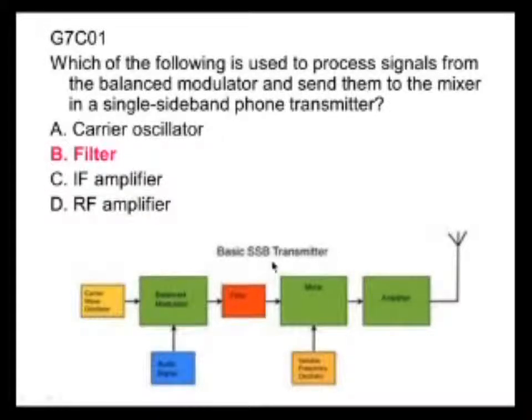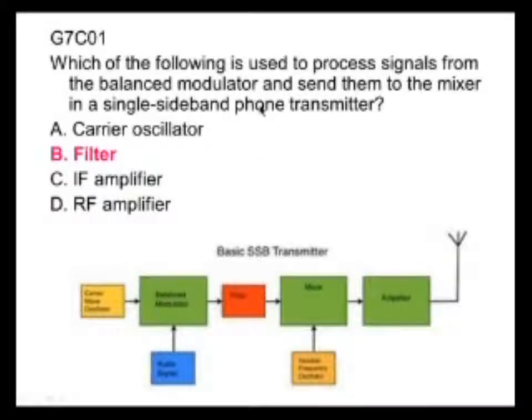Okay, here we have a basic single sideband transmitter, and it has a number of circuits in it, and we're going to process the signals from the balanced modulator, which is right here. This is where the single sideband signal, or actually a double sideband no carrier signal, is generated, and the filter takes off the undesired sideband.